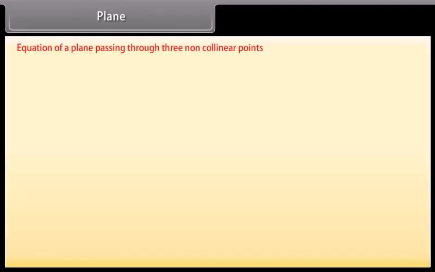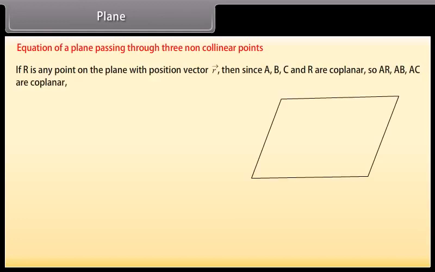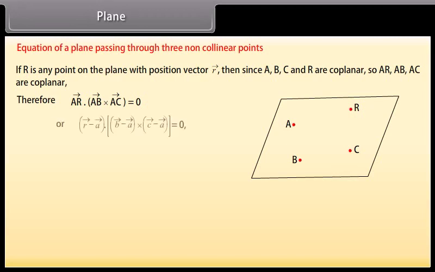Equation of a plane passing through 3 non-collinear points. If R is any point on the plane with position vector r, then since A, B, C, and R are coplanar, AR, AB, AC are coplanar. Therefore, the dot product of vector AR and the cross product of vector AB and vector AC equals 0, or the dot product of vector R minus vector A and the cross product of vector B minus vector A and vector C minus vector A equals 0.